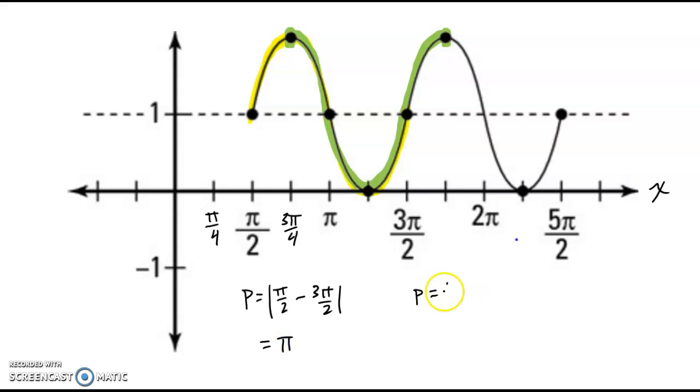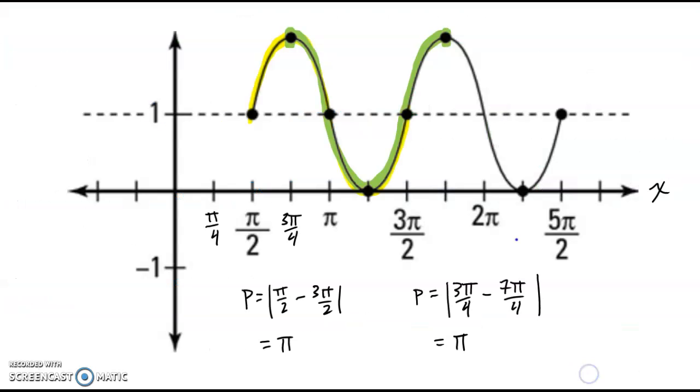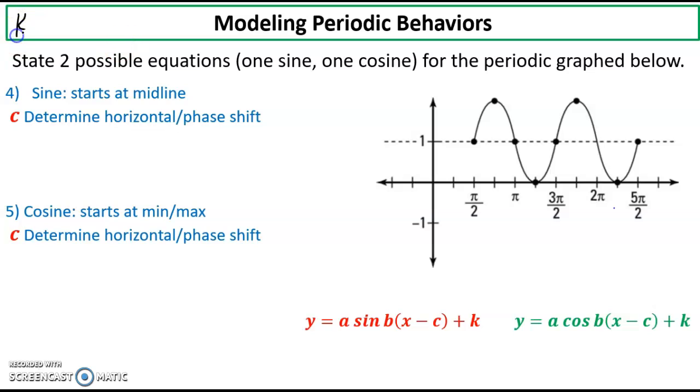The cosine graph, I started at 3 pi over 4. What's pi over 4 units bigger than 3 pi over 2? Because that's what we have to be thinking about. That's 7 pi over 4, and it verifies again that the period would be equal to pi. So this happens to have the same period as the previous example, which would make B again equal to 2. So K is equal to 1, A is equal to 1, B is equal to 2. So even before I begin, I already have a lot of information here.